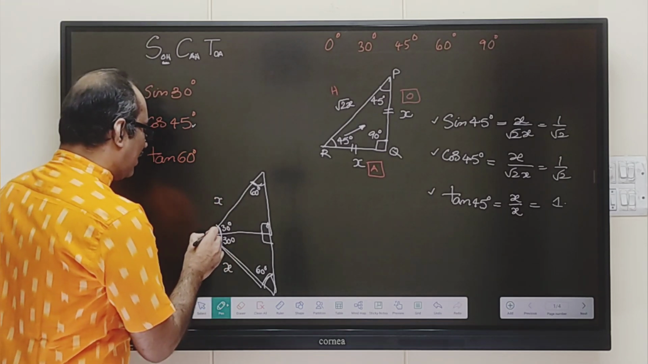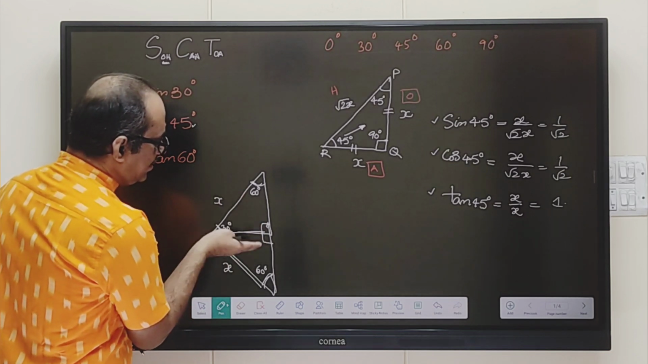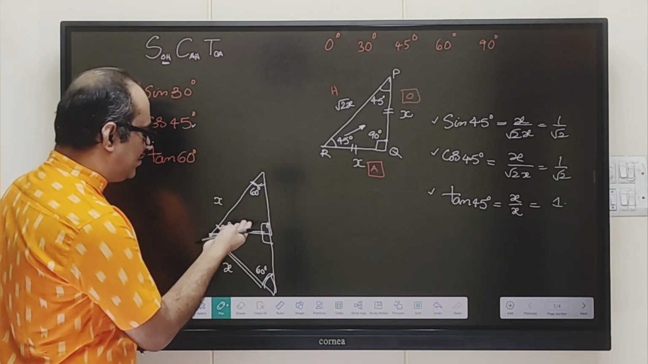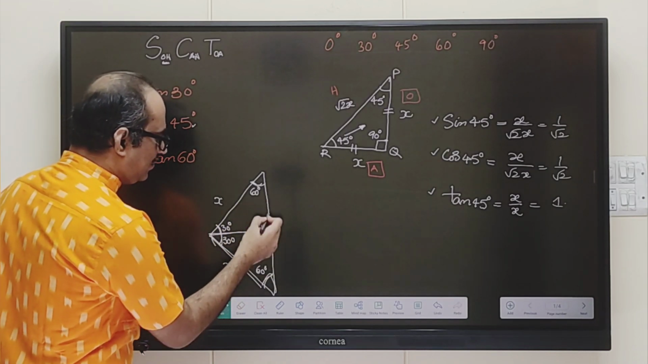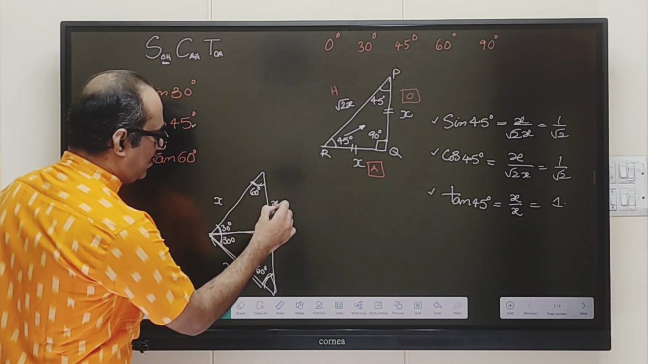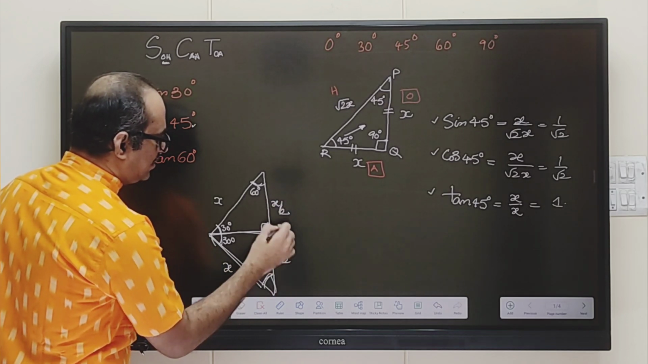Now, these two figures are symmetric to each other, actually they are congruent to each other. So we can easily say that these two sides should be equal. So x is divided into two parts. One is x by 2, another is also x by 2.